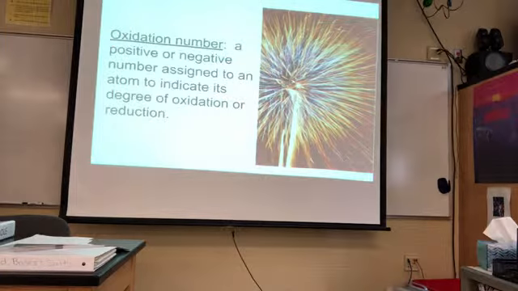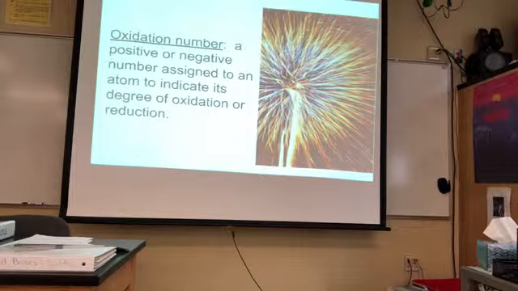Okay, oxidation numbers, those are also the charge, we call them charges as well. Charges and oxidation numbers are the same thing. So if you got your periodic table out, you'll know that you have your charges on there, your oxidation numbers are on there. There are a positive or negative number assigned to each element to indicate how many electrons we lost or gained. Its degree of oxidation and reduction. So you've been using oxidation numbers, we just call them charges.